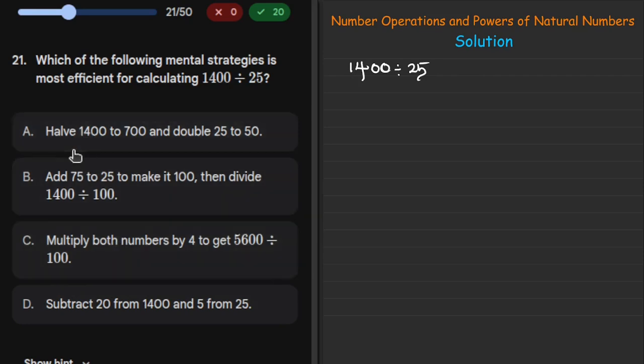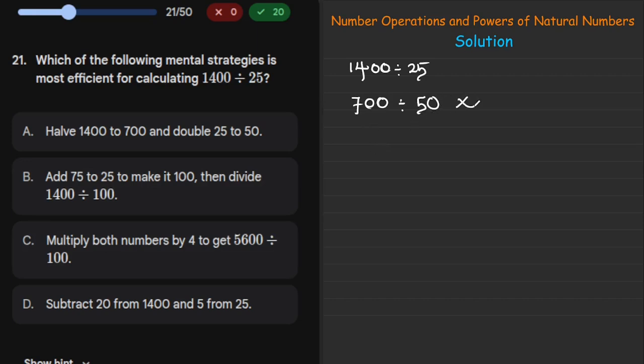The first one says we should halve 1400 to 700 and then double 25 to get 50. So are we actually trying to say this is the same as 700 divided by 50? No, that is not true. This method is actually the halving and doubling, and it works for multiplication and not for division.